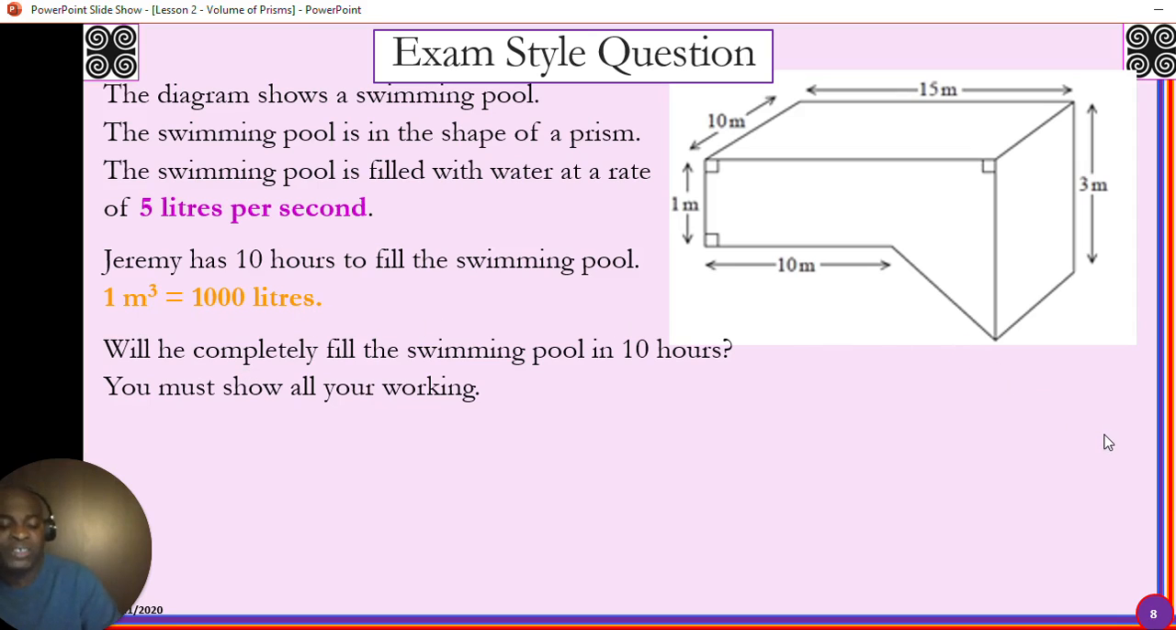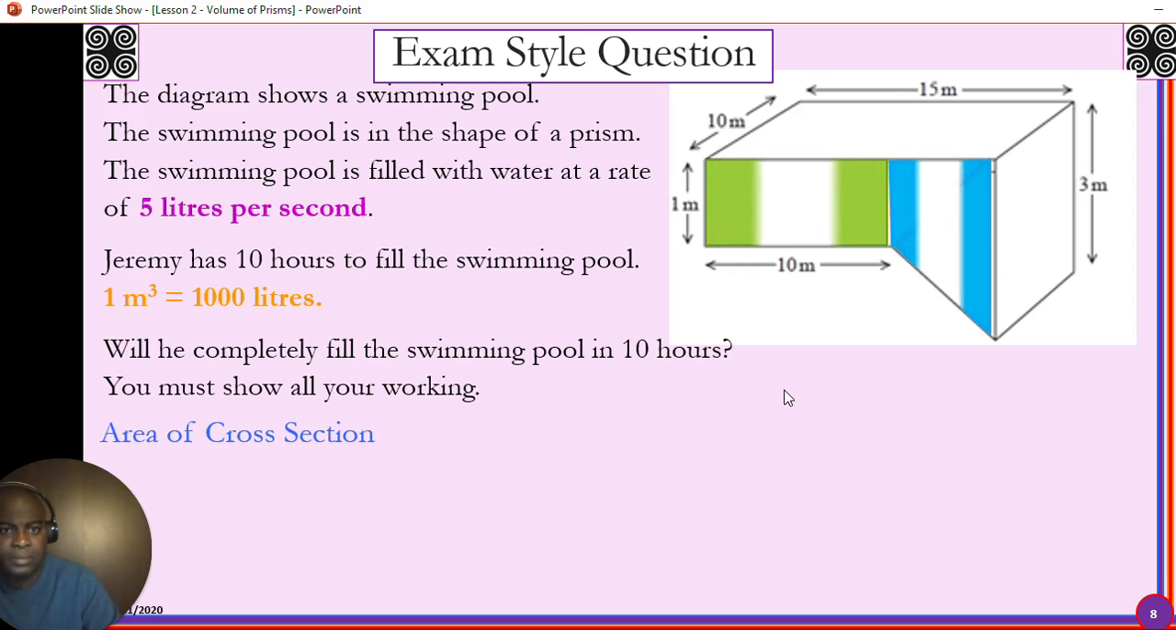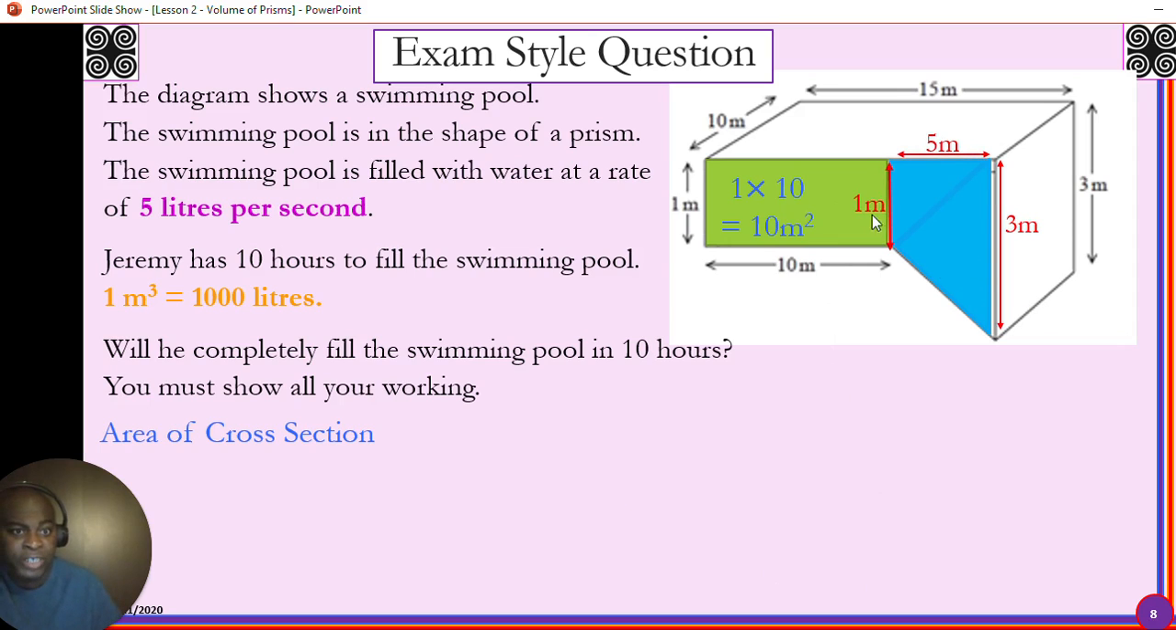So we start by first finding the volume of the swimming pool. To find volume, we need to find the cross section. This is the cross section. So I divide the cross section into distinct shapes. First, 1 times 10 is 10 meters squared. Now that's a trapezium. Let's get the dimensions right.